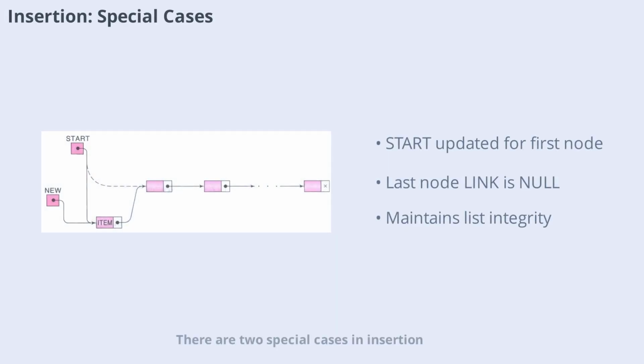There are two special cases in insertion. If the new node is the first in the list, the start pointer is updated to point to it. If the new node is the last, its link field is set to null. These cases ensure the list remains properly linked, regardless of where the new node is inserted. Handling these scenarios correctly is essential for maintaining the integrity of the linked list.